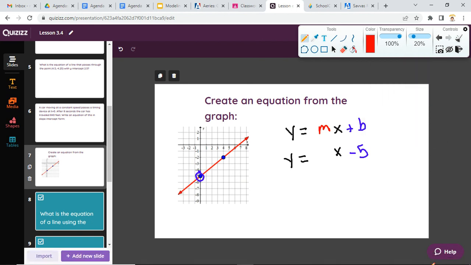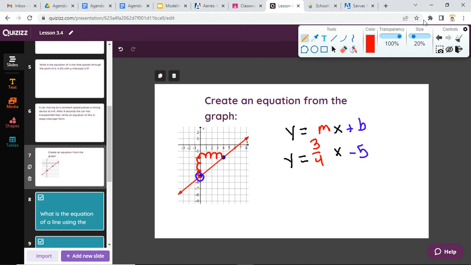To find my slope, I could find that by doing the rise over run. So here I go up 1, 2, 3. So my rise is 3, and my run is 1, 2, 3, 4. My run is 4. So that means I get the equation y is equal to 3/4 x minus 5.